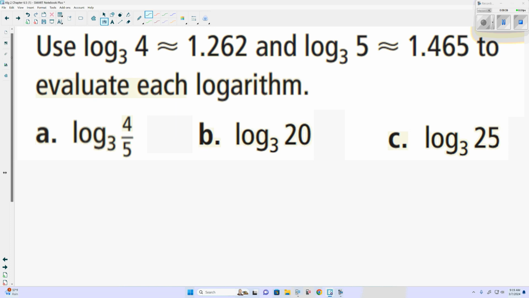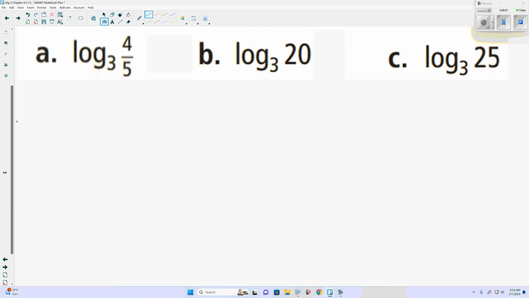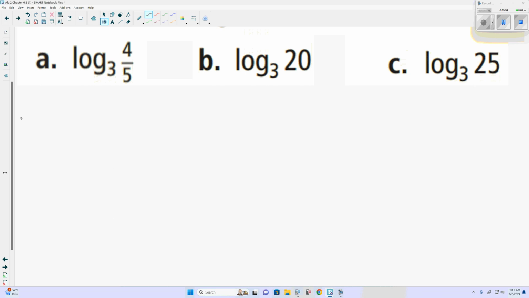We'll look at 3 more of these. I worked this a few times yesterday and kept telling myself I need to resize this because it's hard for me to write the problem out and have the information at the top. But if we look at the first one, log base 3 of 4/5, this is the same as what? Log base 3 of 4 minus log base 3 of 5.